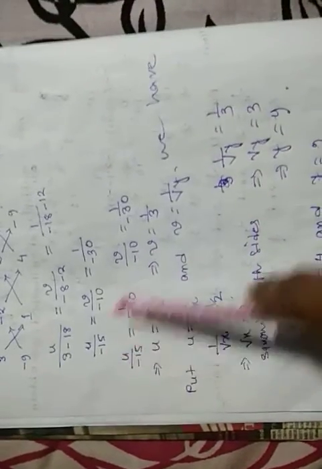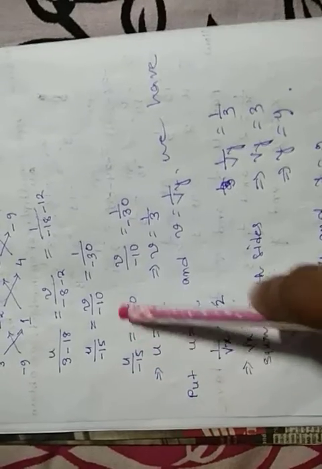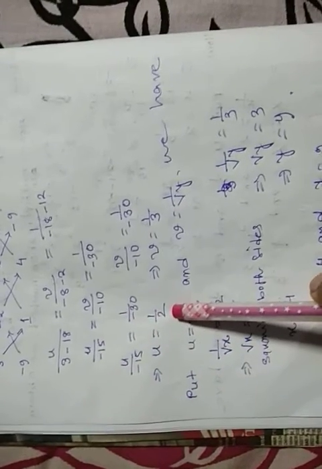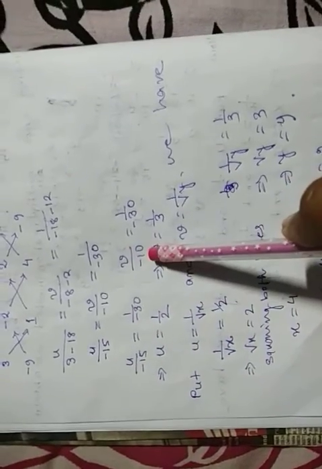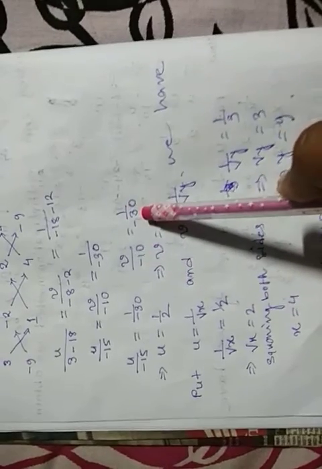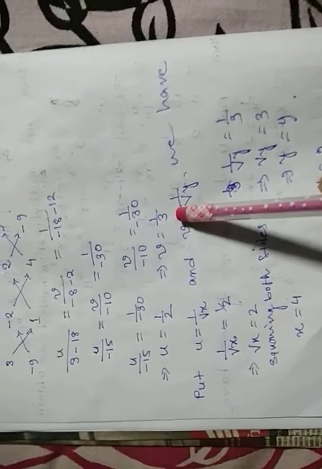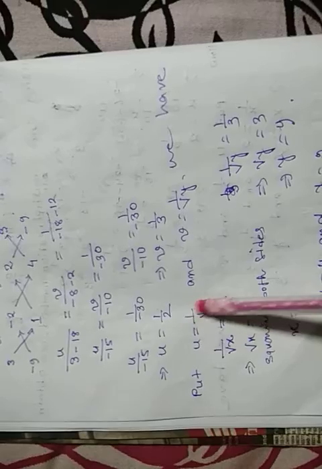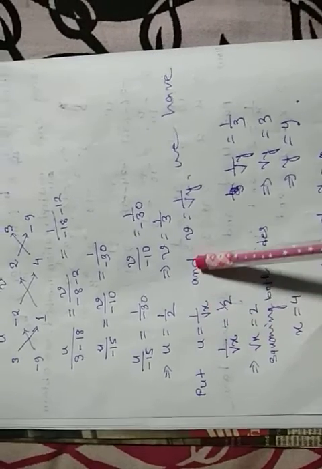First of all, we will take the first and third ratio. So u by minus 15 equal to 1 by minus 30, so it will become u equal to 1 by 2. And in the same way, v by minus 10 equal to 1 by minus 30, so it will become v equal to 1 by 3.